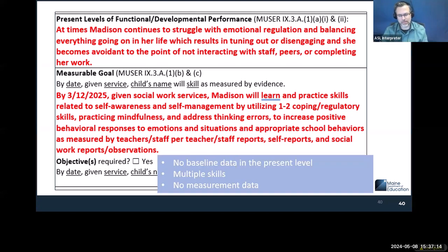Nice. So these are the things that I put in here. No baseline data in the present level. Somebody found that. Multiple skills. People found that. And there's also no measurement data here. But it's hard to put measurement data with that many skills as well. And for the things like practice mindfulness.